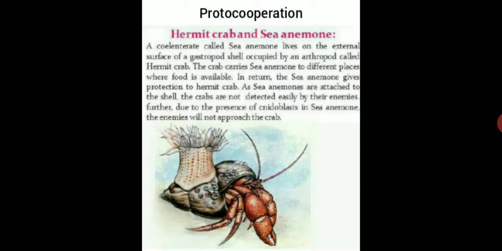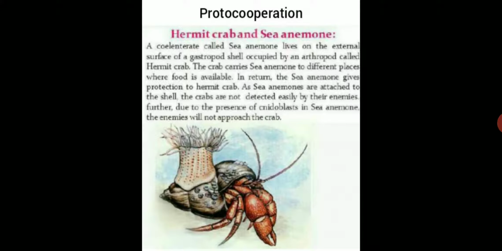In proto-cooperation, both the species gain by the interaction, but are not dependent on each other and can survive if separated. W.C. Allee is known for his studies on proto-cooperation and gave the Allee principle of aggregation, according to which cooperation between species is found throughout nature.